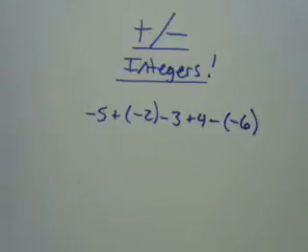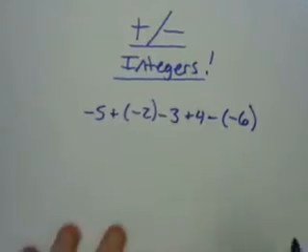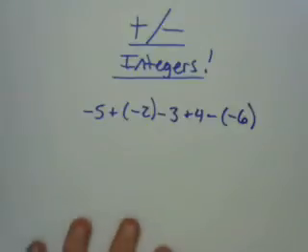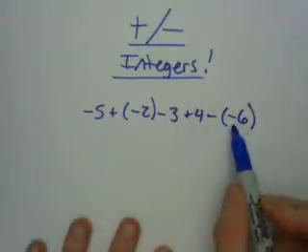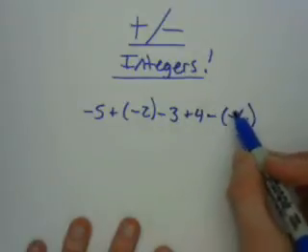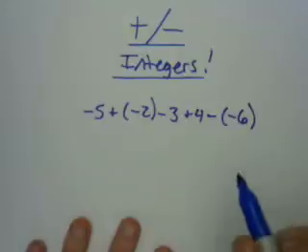So here, if I encounter an expression which I have before me, the first thing I have to do is find any minus and negatives. If I have a minus a negative, that is the opposite of the opposite. That is the original. That is positive. So minus a negative is positive.